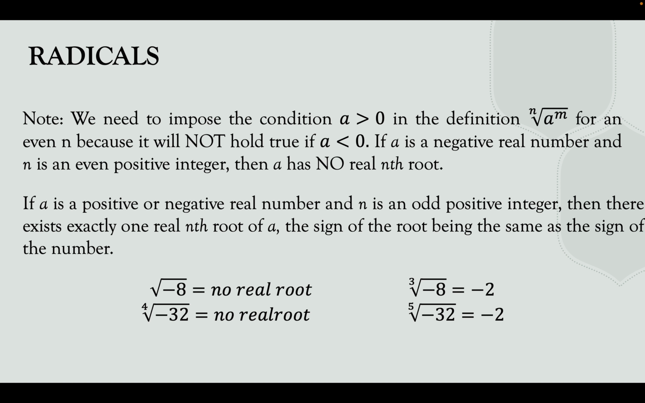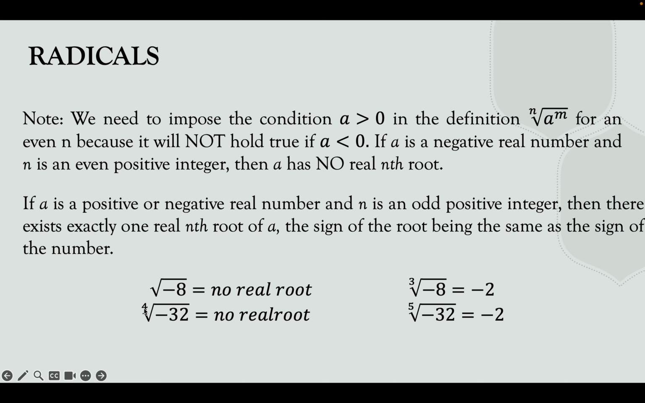So we have here an example. We have the square root of negative 8. The a here, or the radicand, is a negative real number, and the index is 2. That is an even positive integer. That means there is no real root. Again, we need to take note: if your a is a negative real number and your index n is an even positive integer, that means there is no real root.